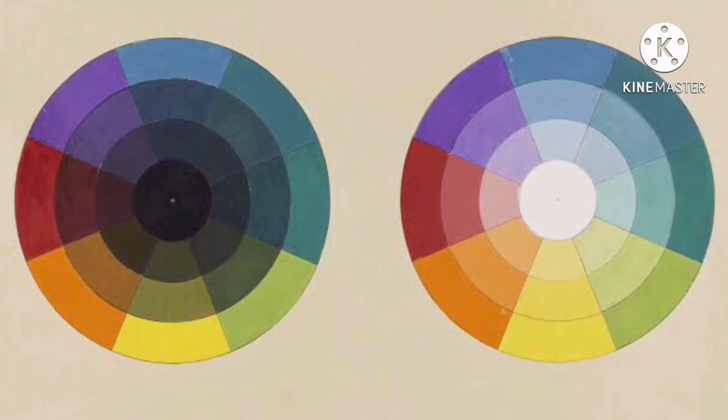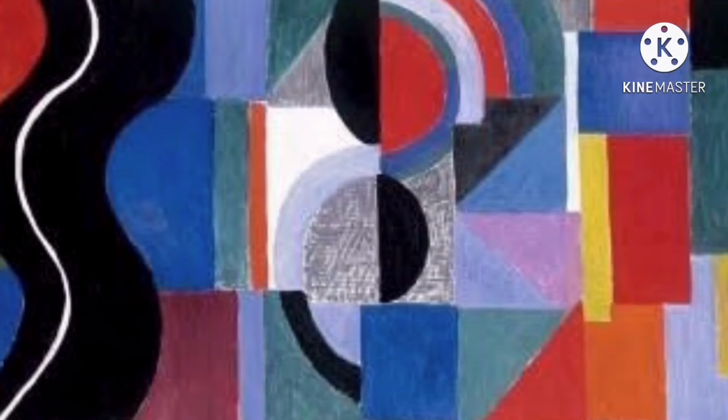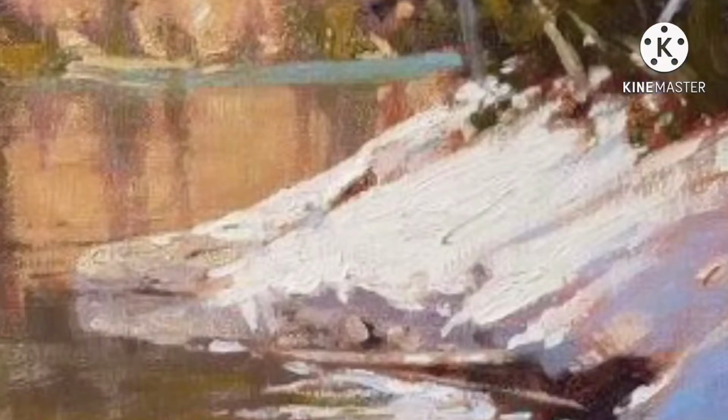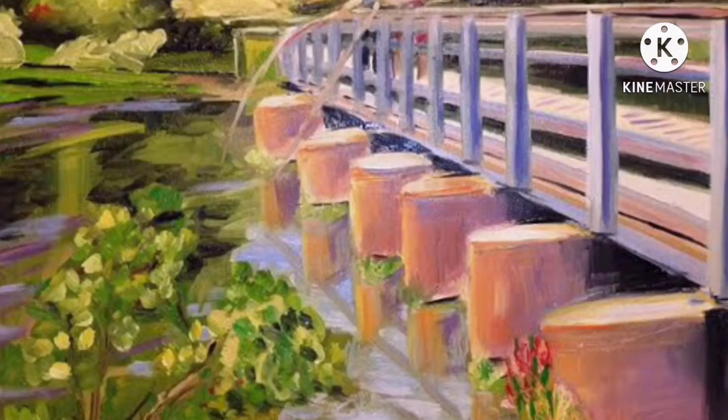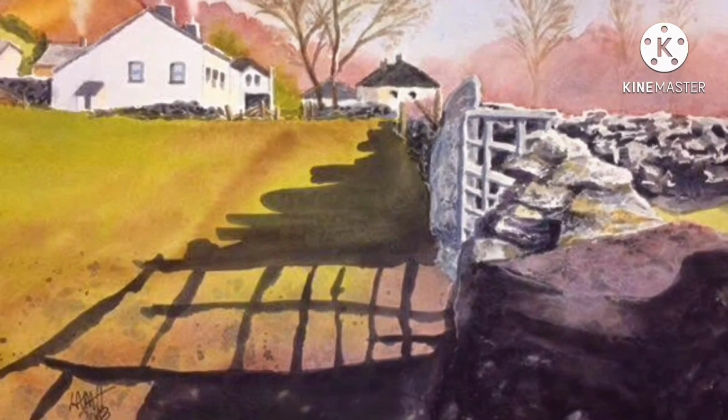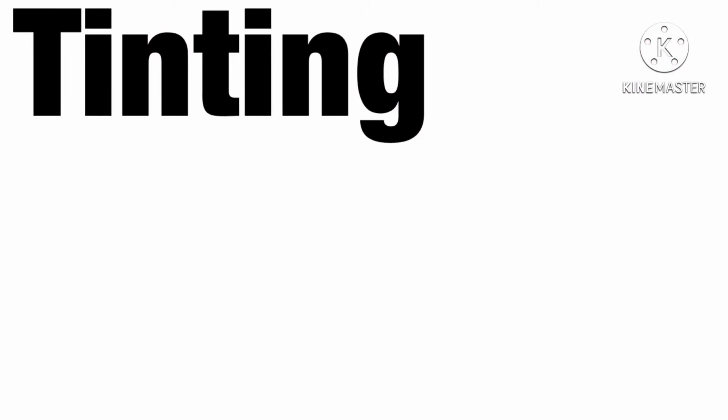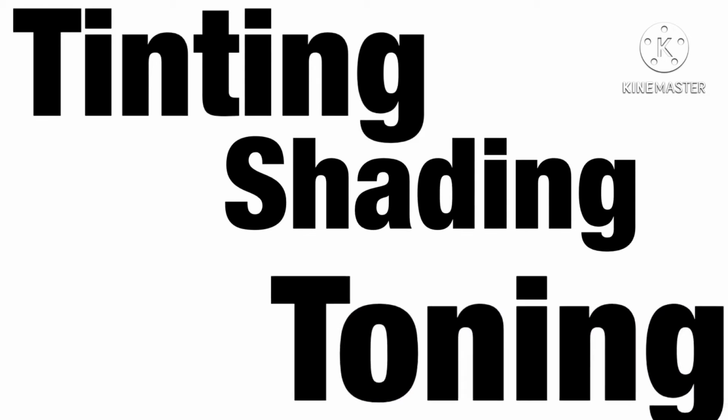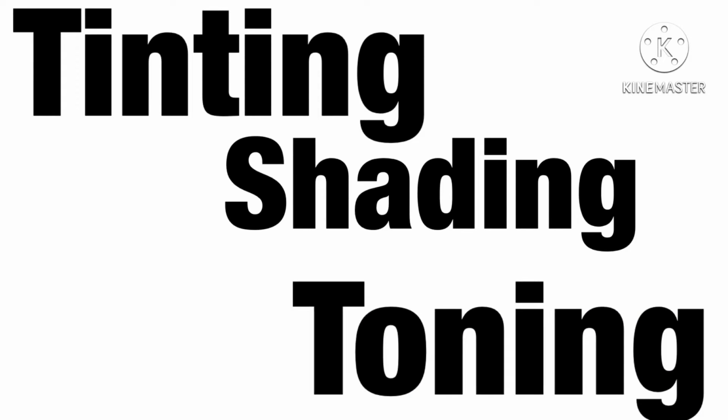In value, there is also shade. Shade is a color mixed with black. Tone is also present in value because tone is produced by mixing a color with gray. See, you can change the value of the color through tinting, shading, and toning.